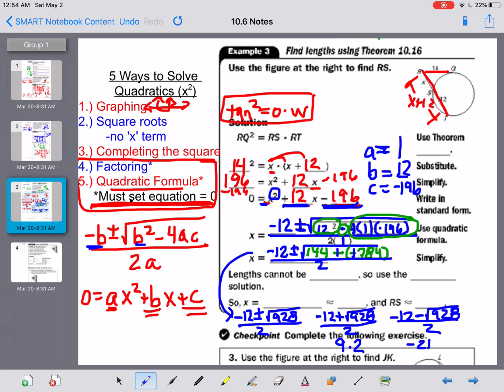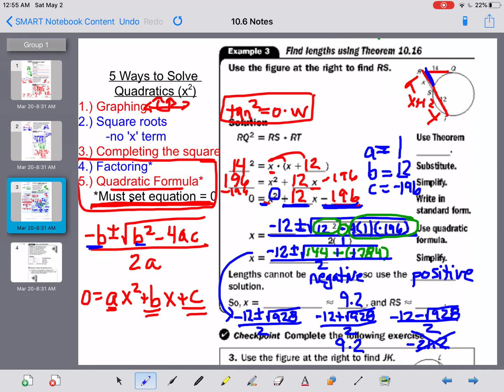Okay, peek back up at the picture. Can I make RS here equal negative 21.2? No, no length can be negative. So the answer I want to work with is this positive 9.2, because lengths cannot be negative. That's what's going in this blank right here. So use only the positive solution. Guys, our real big thing is doing tangent squared equals out times whole, but we kind of got into this algebra as well. Okay.